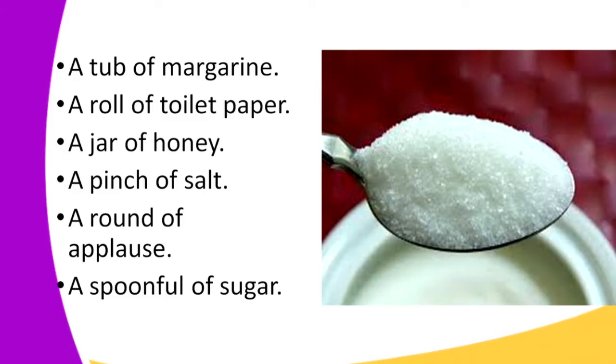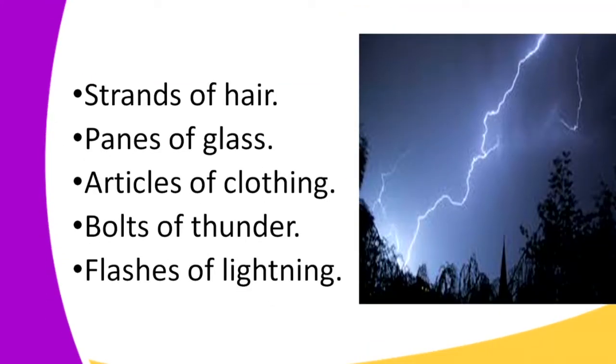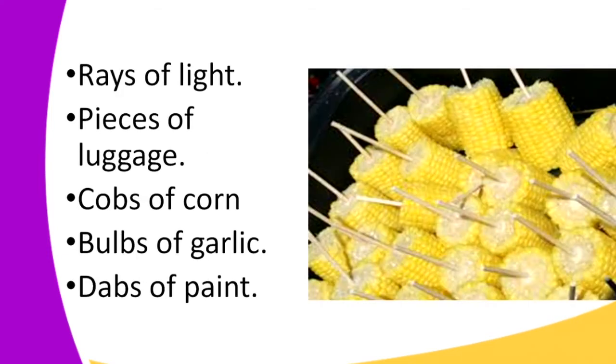As we continue with our examples of quantifiers, we have strands of hair, so that we don't have one hair, two hair. We can only have one strand of hair or 10 strands of hair. We have panes of glass. We have articles of clothing. We have bolts of thunder. We have flashes of lightning. We also have rays of light.